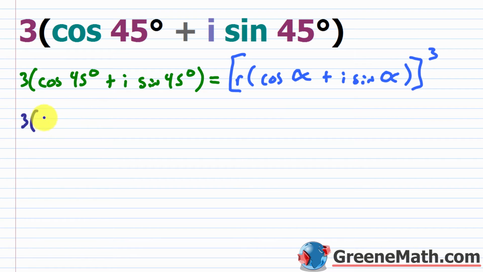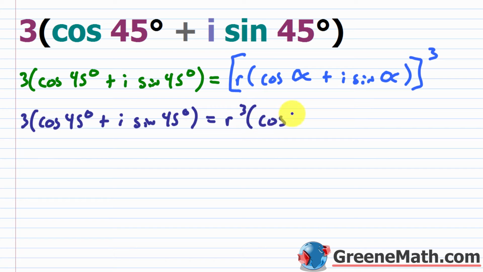So I'm just going to say 3 times the quantity cosine of 45 degrees plus I times sine of 45 degrees is equal to, if I use my theorem from earlier, R cubed, and then times the quantity cosine of, I'm multiplying the 3 by the argument, so 3 times my alpha there, plus I times the sine of 3 times alpha. So in order for this to be true, you've got to think about the parts of this equation. So this would have to be equal to this, and then this would have to be equal to this, and then this would have to be equal to this.